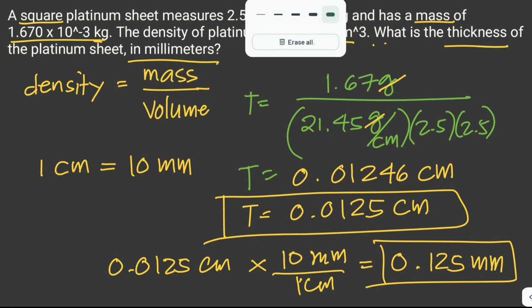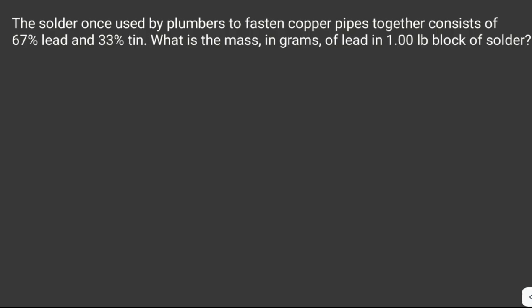Alright, let's solve another problem. The solder wands used by plumbers to fasten copper pipes together consist of 67% lead and 33% tin. What is the mass in grams of lead in 1 pound block of solder?